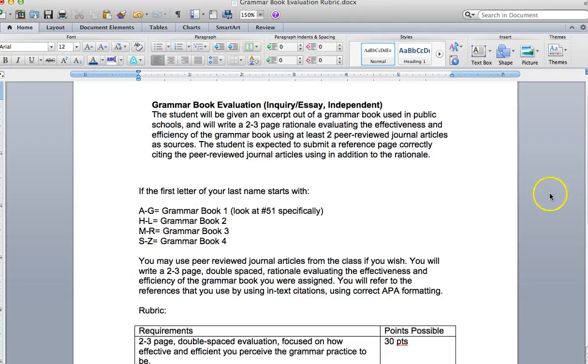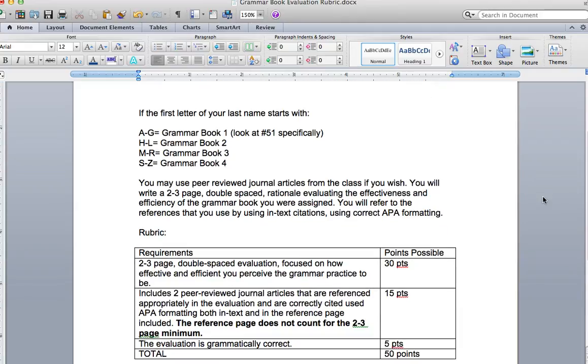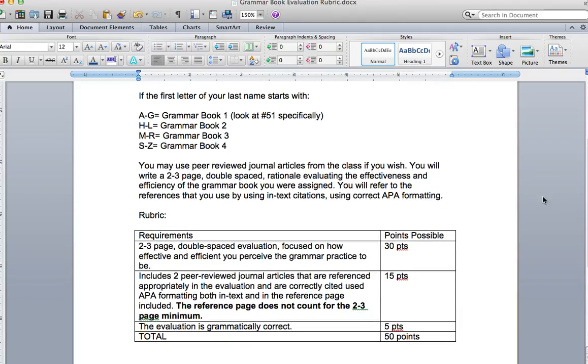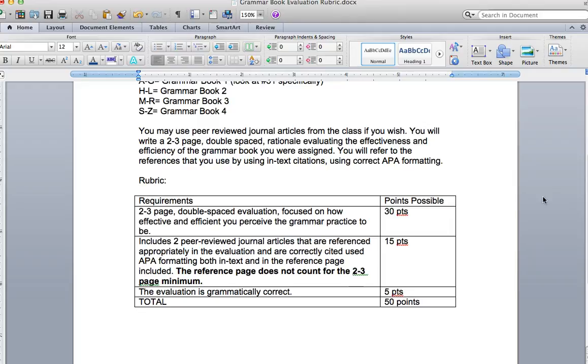So you may use peer-reviewed journals from the class if you wish. Again, you'll write a 2 to 3 page double-spaced rationale evaluating the effectiveness and efficiency. So essentially, you're looking at this and saying, well, I use this in the classroom. Why or why not? Is this effective?